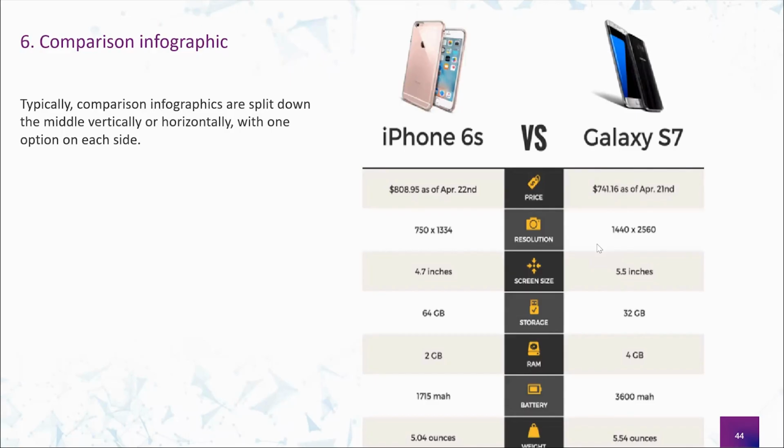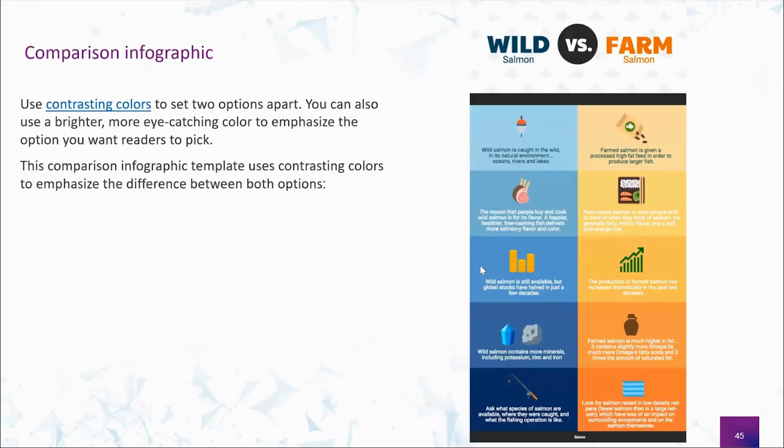Most of the websites use this. I have 3 different options. If you subscribe to this, you get 1, 2, 3. If you subscribe to this, you get 1, 2, 3, 4, 5. If you get premium, you get everything. Find it all the time. That's your comparison infographic. It's a table, but it's presented in a different way.